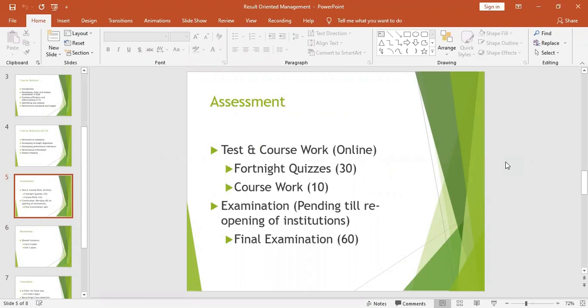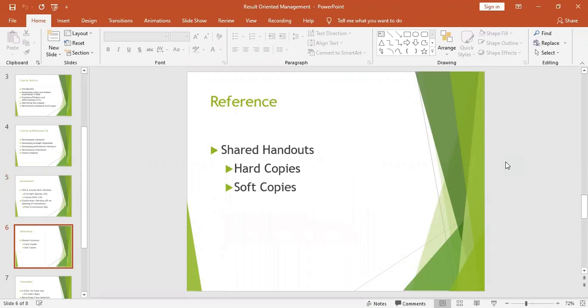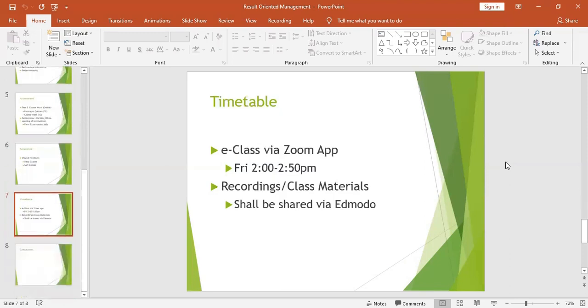Tests and coursework will be done online. Tests will be marked out of 30, coursework out of 10, and the final examination out of 60, but it is still pending. And as usual, I will make sure that I distribute handouts in form of soft copies and hard copies. We shall always meet on Friday from 2 p.m. to 5 p.m., and the lecture will always be recorded and sent to our WhatsApp group.